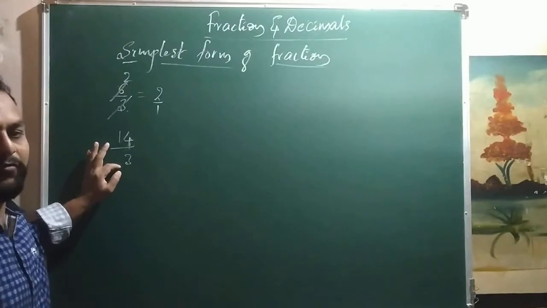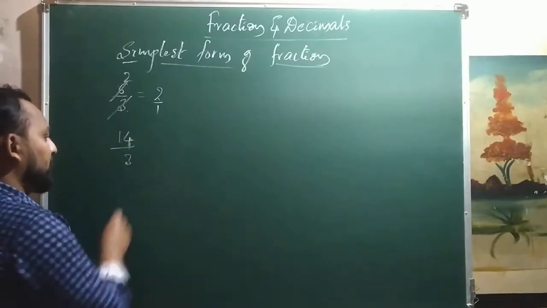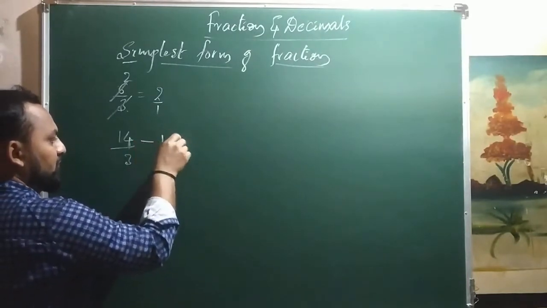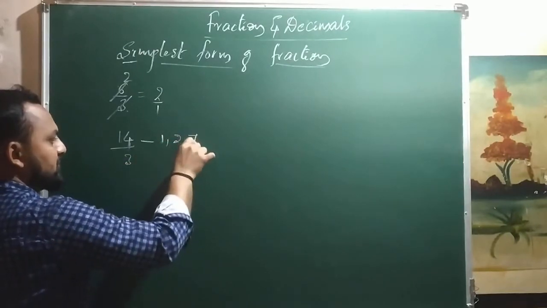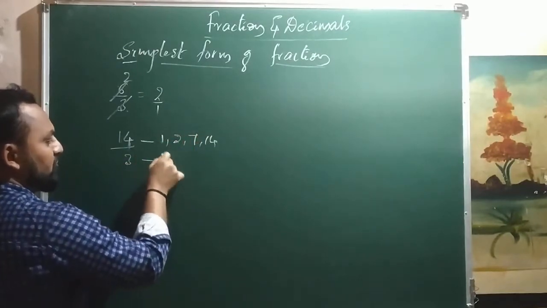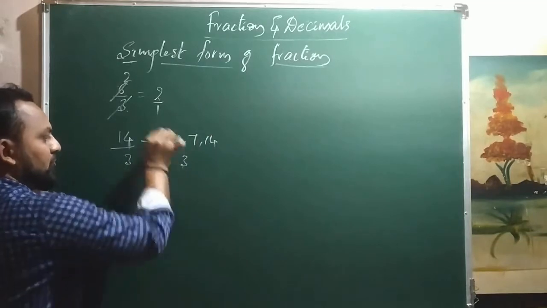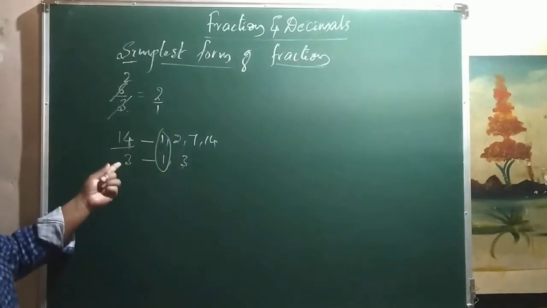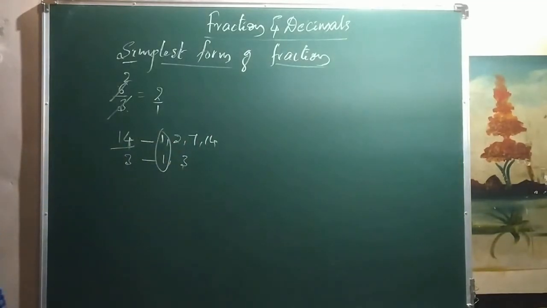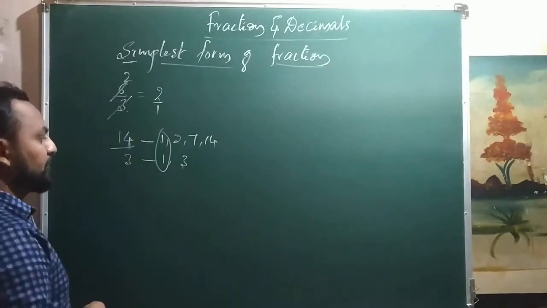14 and 3 never appear in the same table. The factors of 14 are 1, 2, 7 and 14. The factors of 3 are 1 and 3. The common factor is 1, so this fraction is in the simplest form.